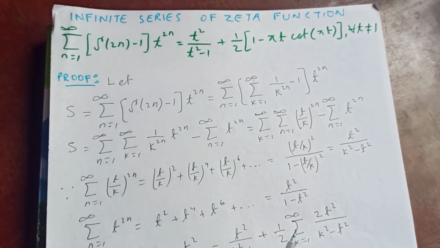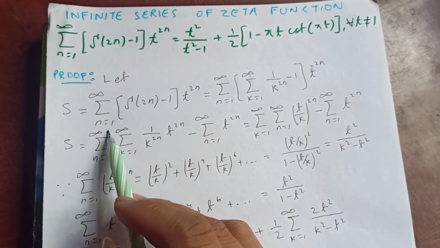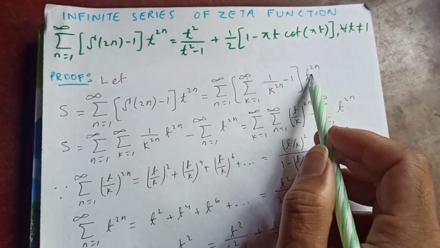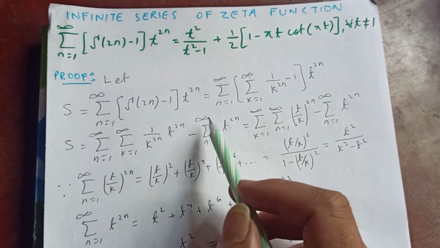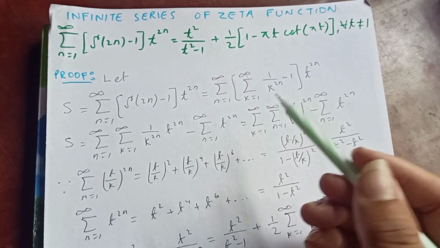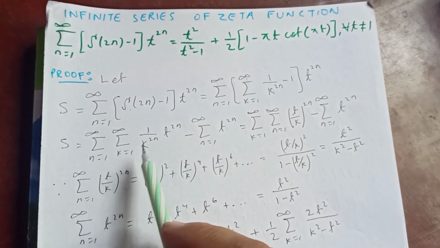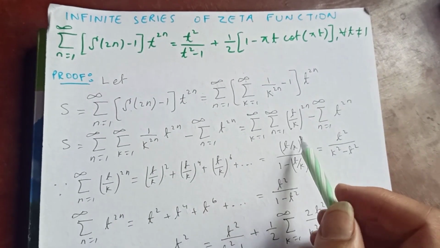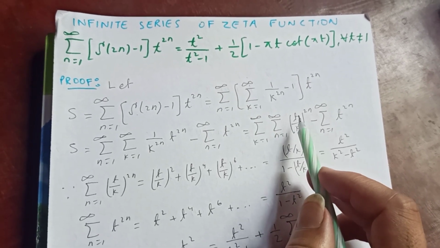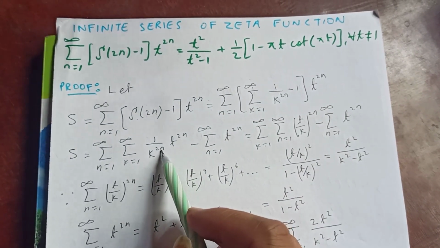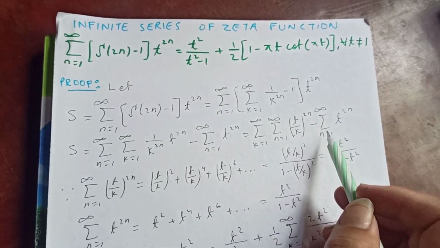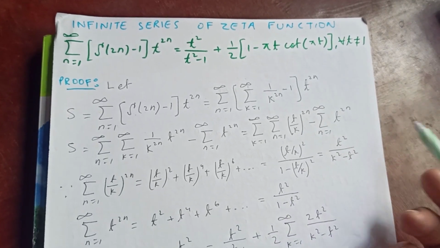Now taking separately, s is equal to the sum from n equal to 1 to infinity sum from k equal to 1 to infinity 1 over k to the 2n into t to the 2n minus the sum from n equal to 1 to infinity t to the 2n, okay? This and this one, multiply it, which is the same as sum from. Now these two summations, let's interchange them. Sum from k equal 1 to infinity sum from n equal 1 to infinity t upon k. Here if you see, their power is the same, so t upon k to the power 2n minus the sum from n equal to 1 to infinity t to the 2n, okay?